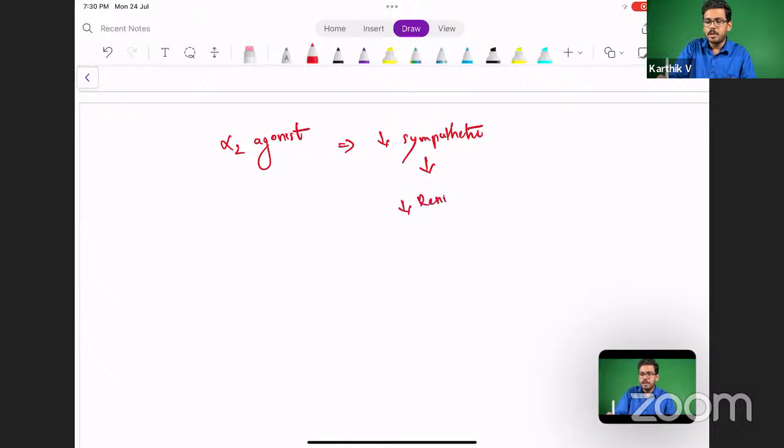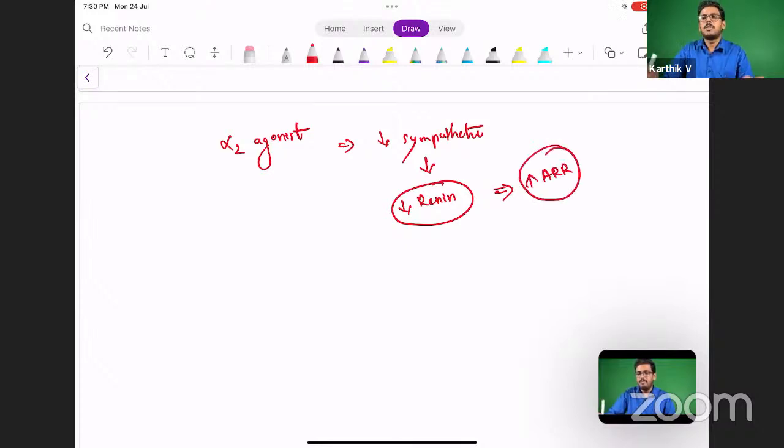So what happens to the aldosterone renin ratio in a patient who is taking clonidine? There will be a reduction of renin and an increase in the aldosterone renin ratio, leading to a false positivity. So clonidine results in a false positive.